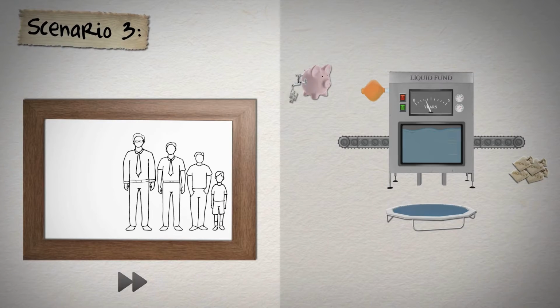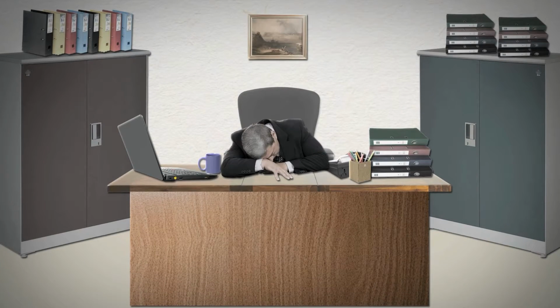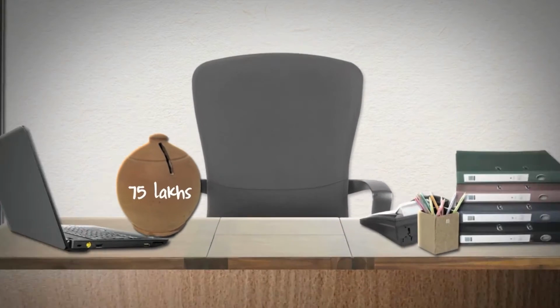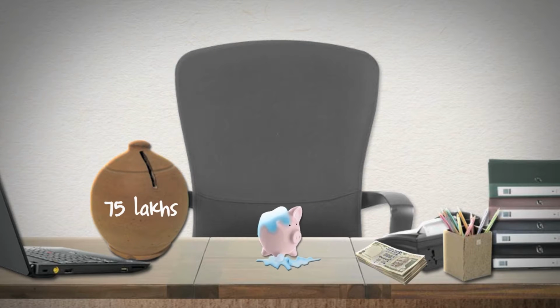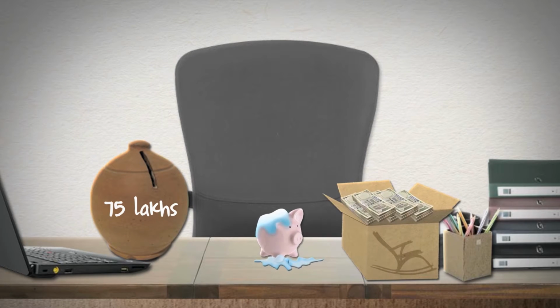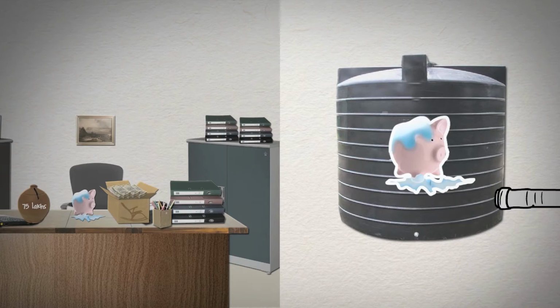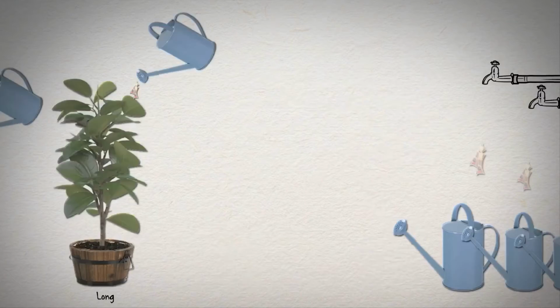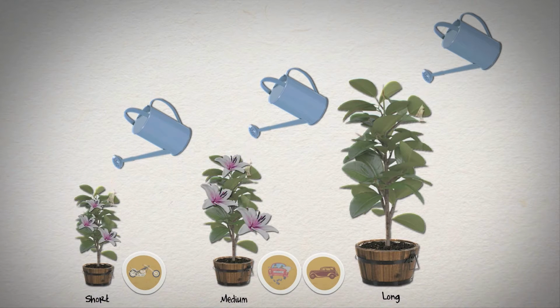And now case 3. Fast forward to your time of retirement. You've served 30 years in a company, but they're offering you no pension. So, you've got about 75 lakhs through regular savings and now you want a regular income from your investments to fund your retired life. In this case, an investor could consider dividing the investment into different buckets to fund various needs over the short, medium and long term.